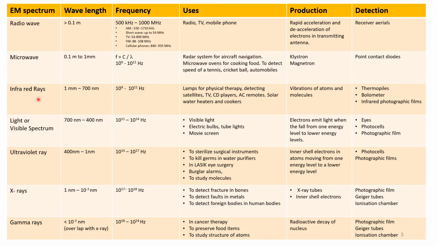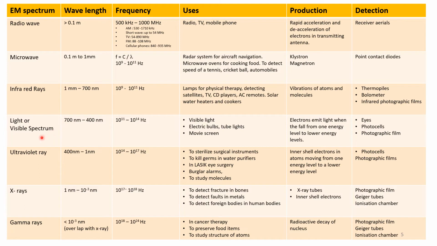Infrared rays. The wavelength of infrared rays ranges from 1 mm to 700 nanometer. The frequency range is 10 to the power of 9 to 10 to the power of 11 hertz. We are using infrared in labs, physical therapy, detecting satellites, TV, CD players, remotes, etc., solar water heaters and cookers. These are produced due to vibrations of atoms and molecules. These are detected by thermopiles, bolometer and infrared photographic films.